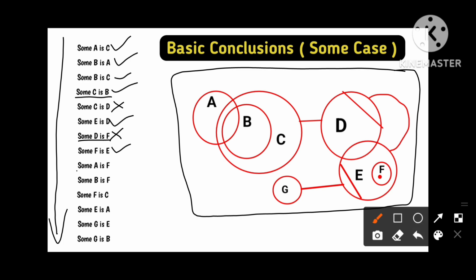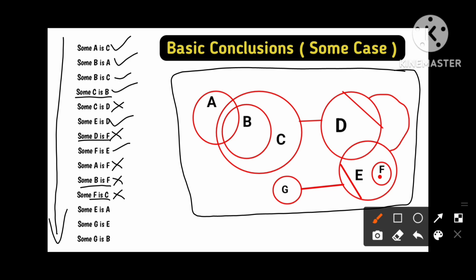Next one, some A is F. We already explained that F doesn't share with anything except E. So how can it share with A? This conclusion will be false. Next one, some B is F. We already said that F shares only with E. So how can it share with B? This conclusion is also false. Some part of F is sharing with C. The same thing I am repeating, that F shares only with E. Then how can it share with C?